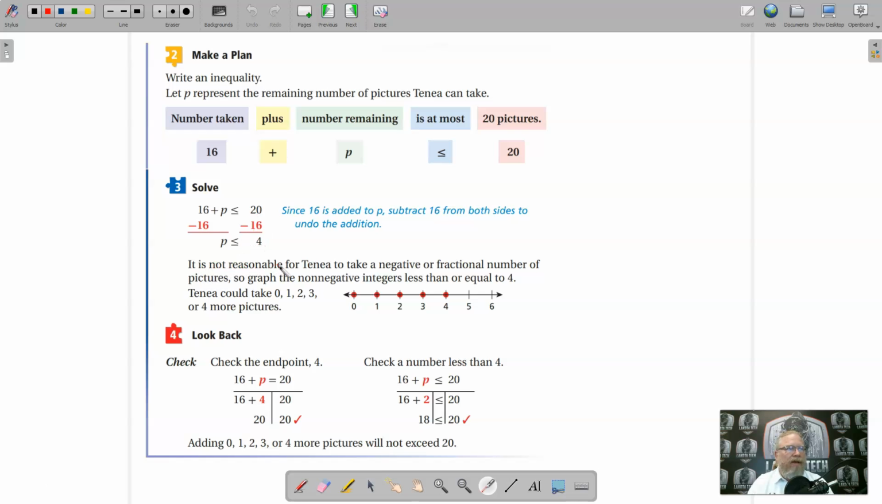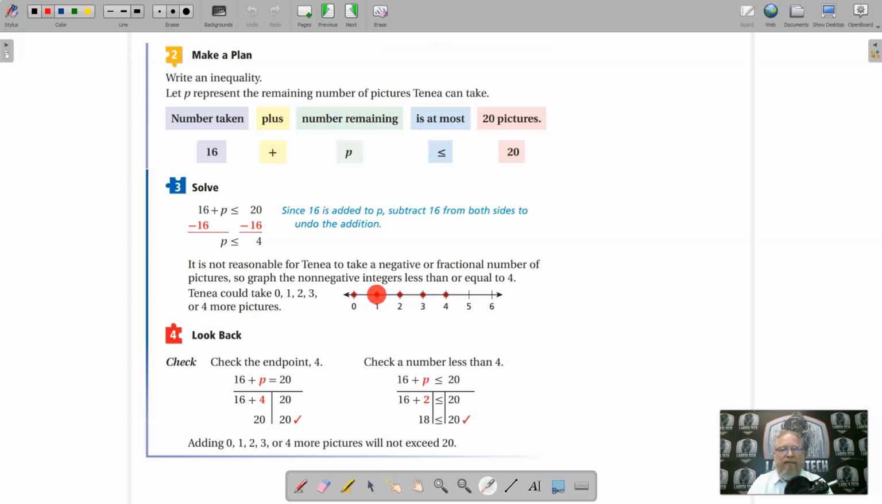It is not reasonable for Tania to take a negative or fractional number of pictures. So graph the non-negative integers less than or equal to 4. Think about it. Can you take a negative number of pictures? No, you can't. Can you take 1.5 pictures or 2 3/4 pictures? Can't do that either. You're going to take 1 picture, 2 pictures, 3 pictures, 4 pictures, or possibly no pictures. So the solution is that Tania could take 0, 1, 2, 3, or 4 more pictures.